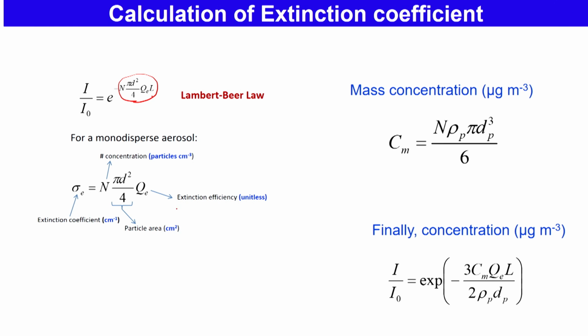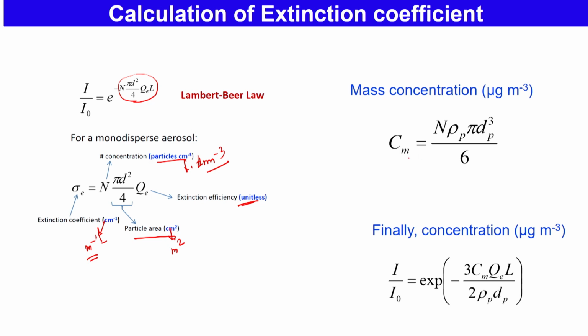Just remember here that area is the particle area, either you take it in centimeter square or in meter square. If you are taking centimeter, then it will be centimeter inverse extinction coefficient. If you are taking meter, then meter square, and it will be meter inverse. Extinction efficiency, I said, is unitless, and n is the particle concentration. Whether you have particles per centimeter cube or particles per meter cube, you can define these things, and this is how this equation can be calculated.